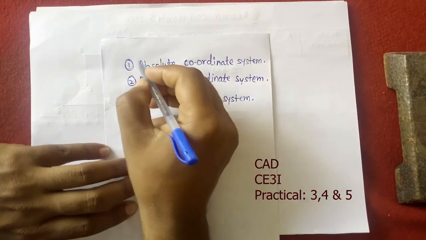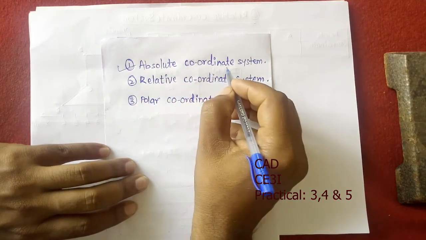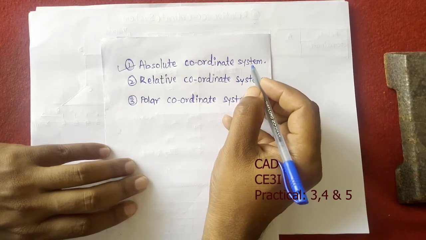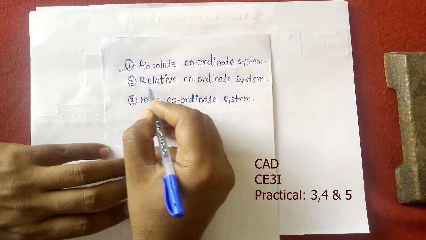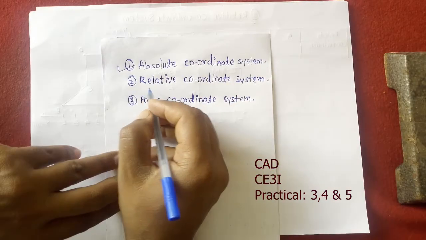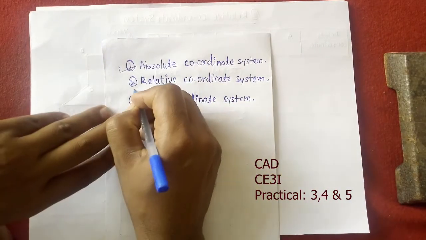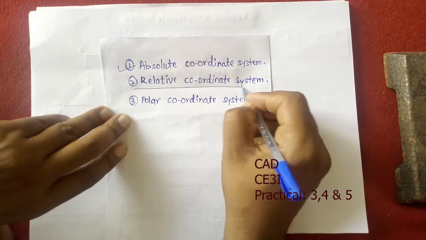Till now we have studied the absolute coordinate system, and by using this absolute coordinate system we have calculated the coordinates of a given object, and even plotted the object in AutoCAD. Next we are going to study the relative coordinate system. By using the relative coordinate system we are going to calculate the coordinates of a given object, and plot the same object in AutoCAD.